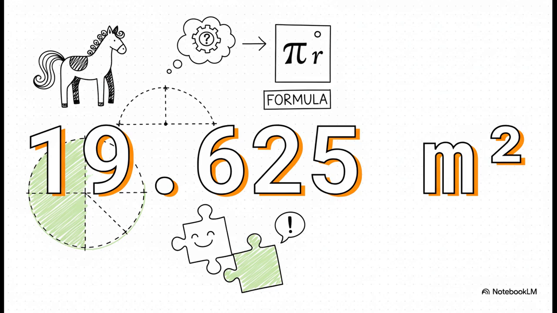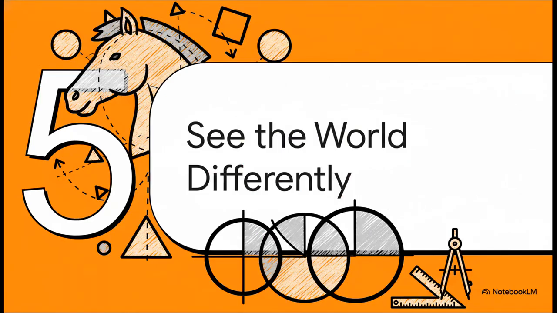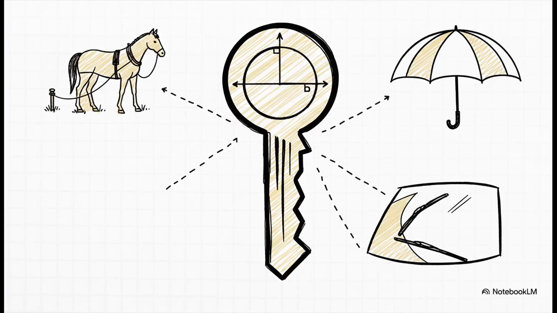Puzzle solved. But this was never really just about a horse. It was about learning to see the geometry that's all around us and realizing that we actually have the tools to understand it and measure it. I mean, really think about it. The exact same formula we used for that horse can tell us the area of an umbrella panel or the space cleared by a windshield wiper. This stuff is fundamental for engineers designing sprinkler systems, for architects planning curved windows, even for animators creating a radar sweep on a screen. The context is always different, but the geometry and that simple formula stays the same. It's like a universal key.